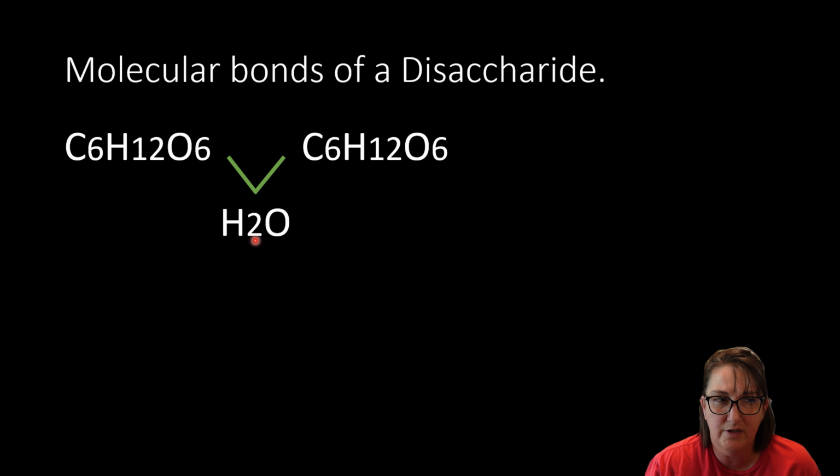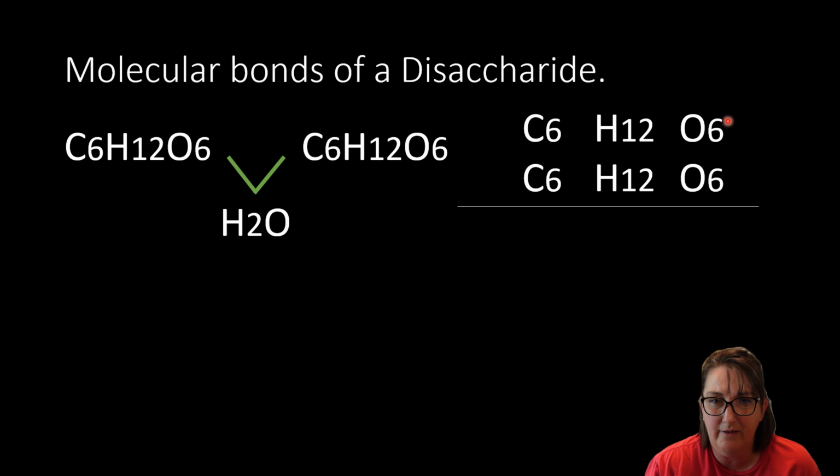So now my hydrogens, I'm going to pull 2 hydrogens. I'm going to pull an oxygen out. So now I have my formula. I'm going to add those up. And I should have this, right?